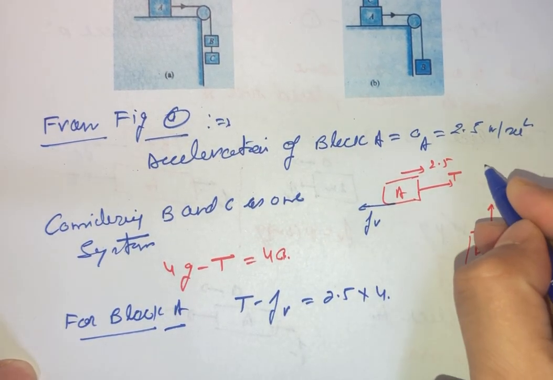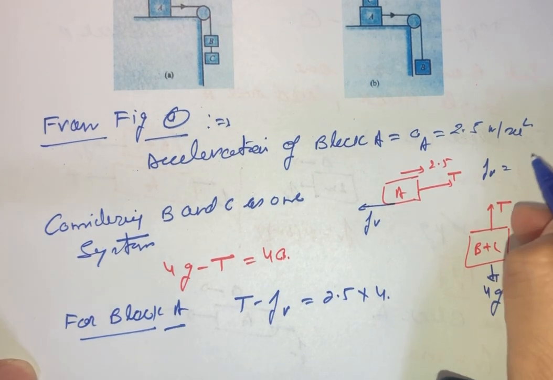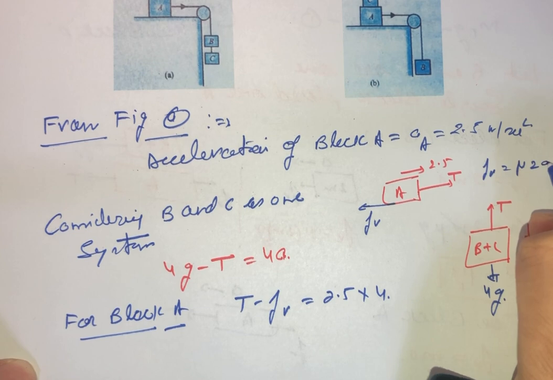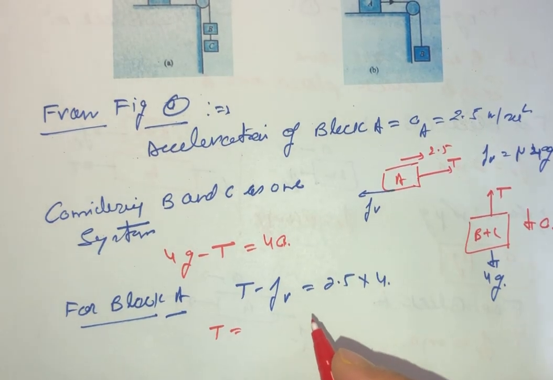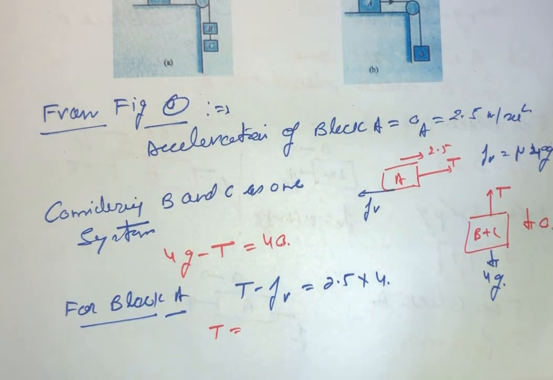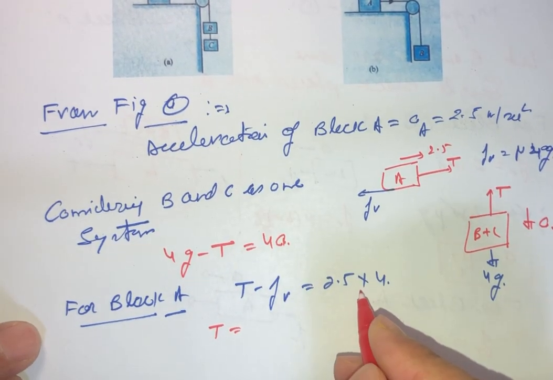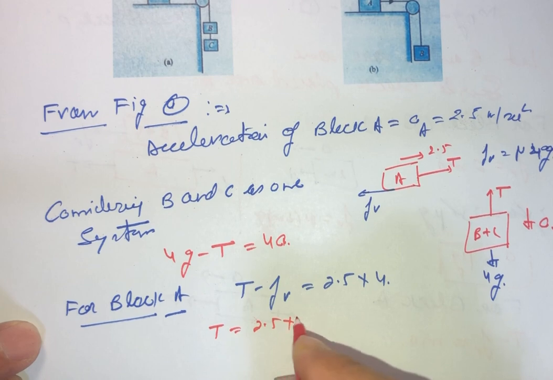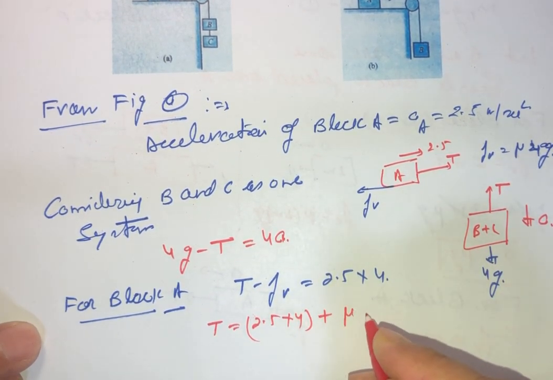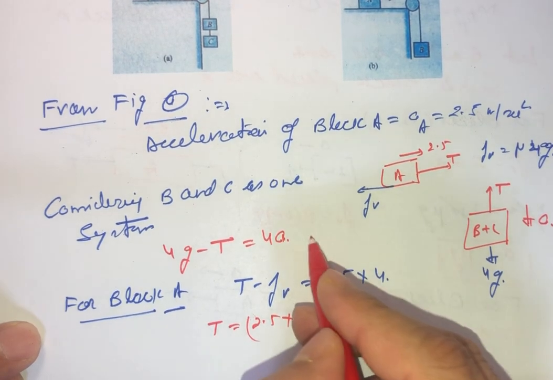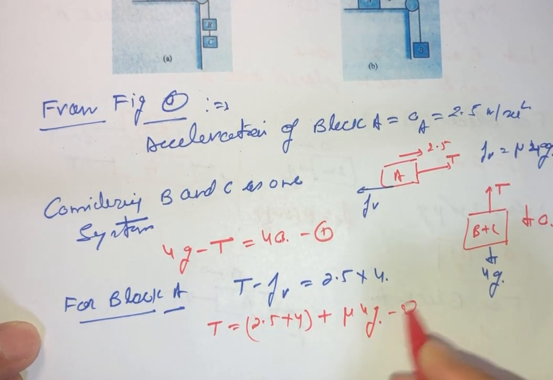And from here we can find out FR is equal to mu mg. m is 4, sorry, and this is multiplied by g. So we can say our T is equal to 2.5 into 4 plus FR. FR is mu 4g. Let us call this equation 1 and this equation 2.